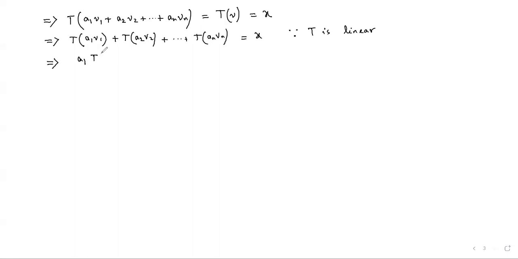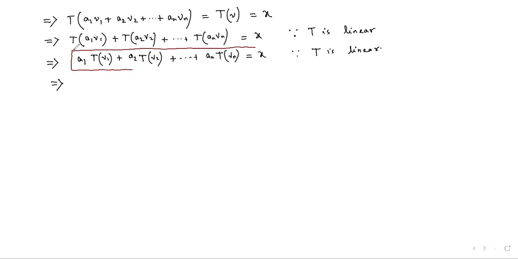Since T is linear, again, we can take the scalar outside. We can write a1 into T of v1 plus a2 into T of v2 plus ... plus an T of vn, which is equal to X. Why? Since T is linear. So what do we see from here? Carefully observe this particular part. What we have seen is that the element X, which was chosen from RT, we are capable of expressing as a linear combination of these elements, Tv1, Tv2, and Tvn.